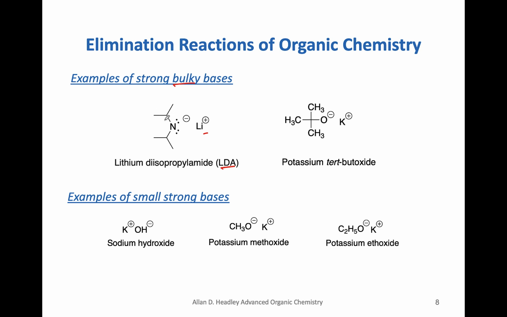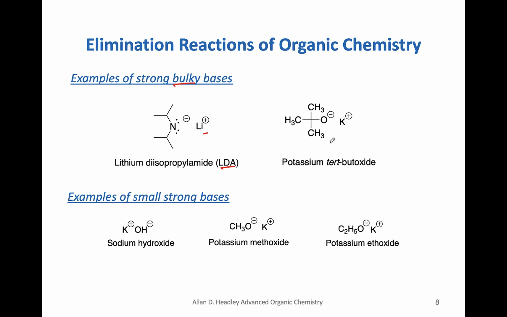So these isopropyl groups here make this LDA a very bulky base. It's also a very strong base because, as you can imagine, the conjugate acid of this base is the amine. So that's a very, very poor acid. So this is a very, very strong base.